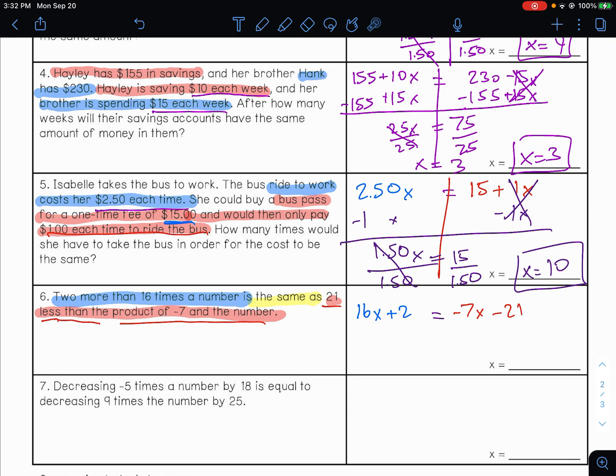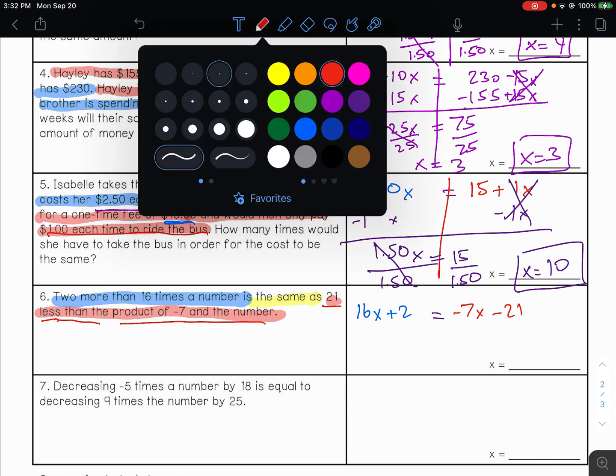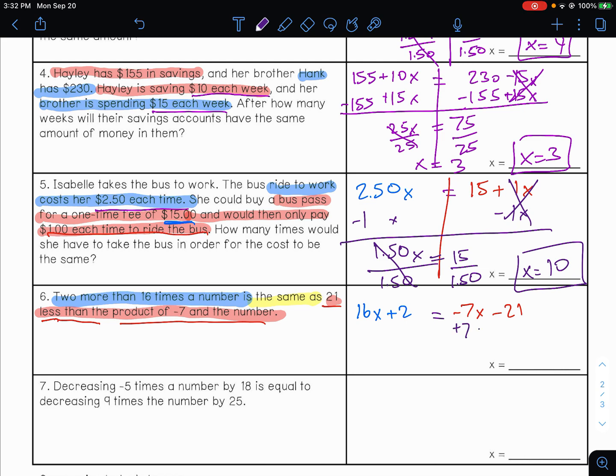All right, let's solve. Get our x's on one side. Do I want to subtract 16x from both sides or add 7x to both sides? I will choose to add 7x to both sides. 16 plus 7 is 23. 23x.